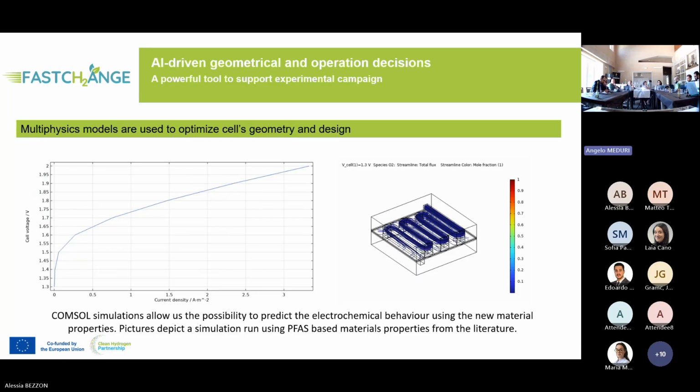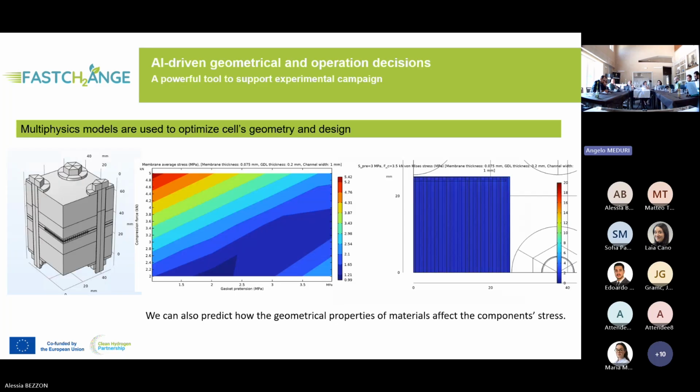from the VTT side, we were also able to simulate how different geometrical conditions affect mechanical properties such as membrane stress with the compression force of the bolts, and also the distribution of these forces in the system. And also these parameters are being used to try to predict the behavior of these PFAS-free materials that will be incorporated in the future. And we will use it to train the AI models that are expected to be developed within the scope of the project.